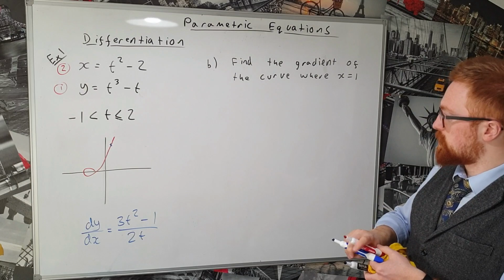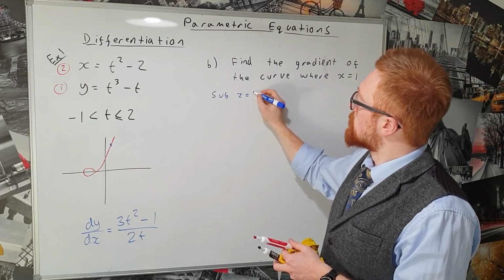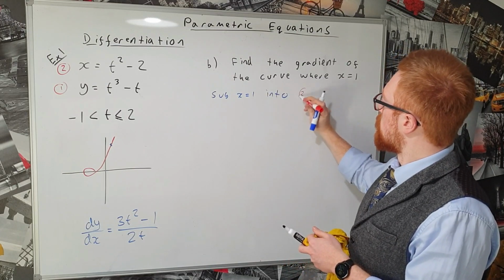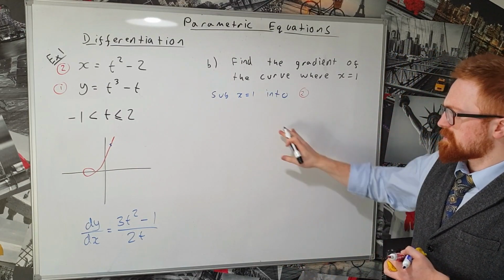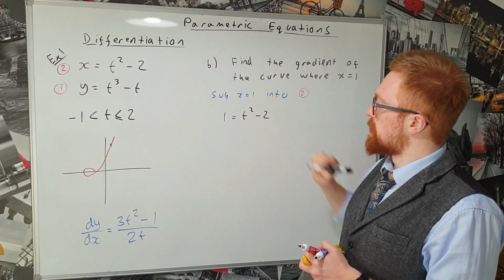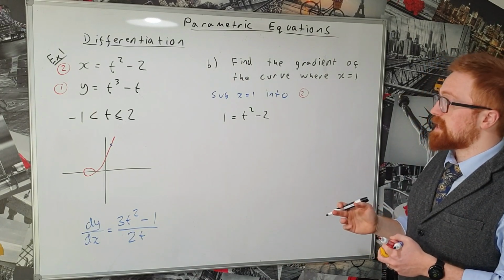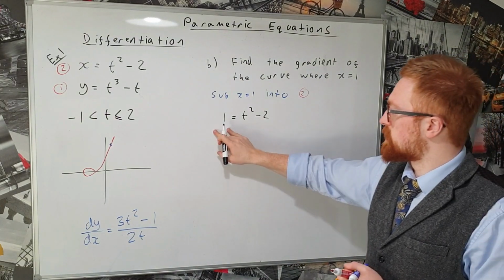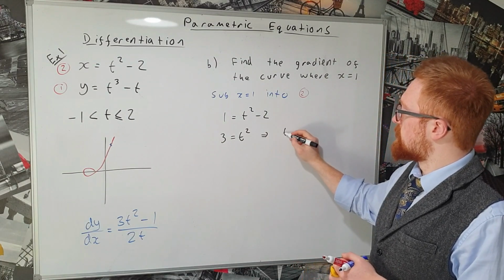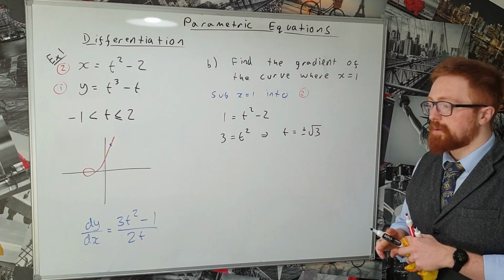So we're going to substitute. So sub x equals 1 into equation 2. And that's going to give us 1 is equal to t squared, take away 2. Now this is a fairly easy equation to solve. We're going to add 2 to both sides. 3 is equal to t squared. Then t is equal to plus or minus the square root of 3.